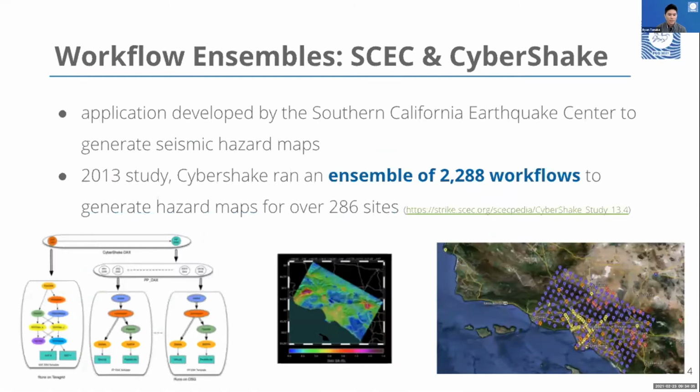Cybershake is an application that was developed by the Southern California Earthquake Center to generate seismic hazard maps. In a 2013 study, Cybershake ran an ensemble of 2,288 workflows to generate hazard maps for over 286 individual sites. On the bottom left, you can see an example of one of the workflows that's part of this ensemble, and to the right of that is some of the generated output.